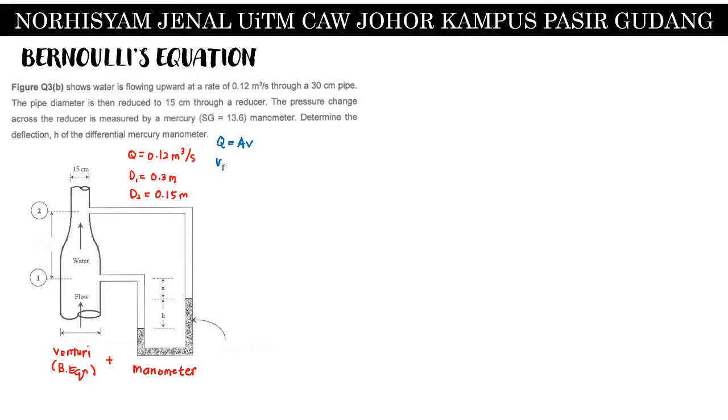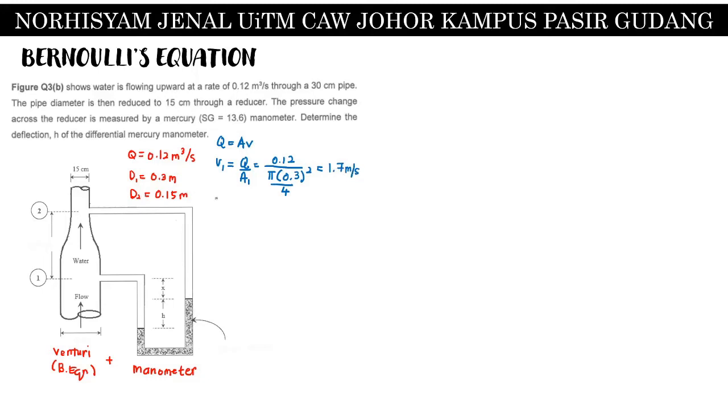To find out V1 and V2, we use the continuity equation, which is Q equals A times V. So V1 is equal to volume flow rate divided by area 1, which for this question is 0.12 divided by pi times the diameter for 1, 0.3, squared, divided by 4. So the answer should be 1.697, or 1.7 meter per second.